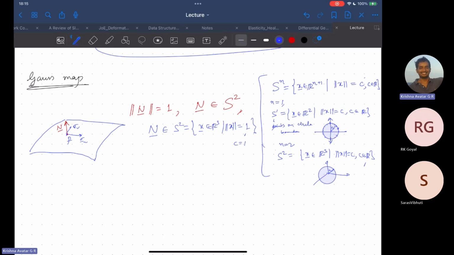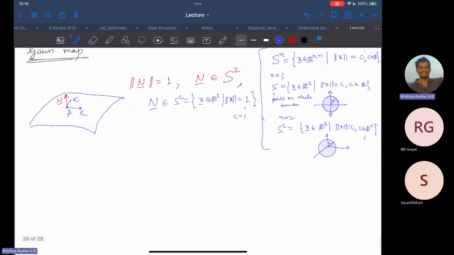And again, there is a constraint that C is in R plus and 0. R plus is all positive real numbers, including 0. But 0 doesn't make sense, so we'll only have R plus.